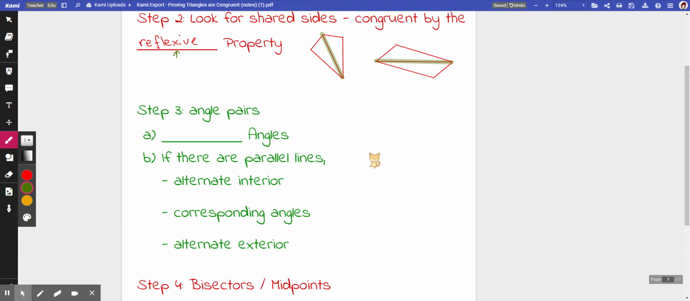Step 3 is to look for angle pairs. So what's the first angle pair that you know is always going to be congruent? These guys are always congruent to each other, they're vertical angles. The vertical angles exist on an intersection. They're just two angles that are across from each other on the intersection of two lines. If you have a pair of parallel lines, then you get those angle pairs that we talked about last chapter. So alternate interior, corresponding, and alternate exterior are all congruent to each other.